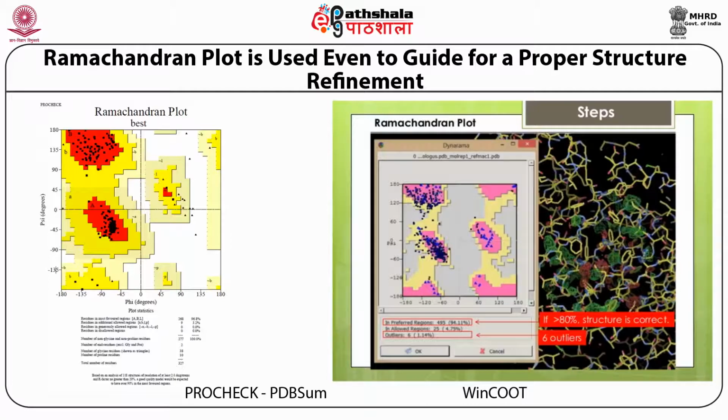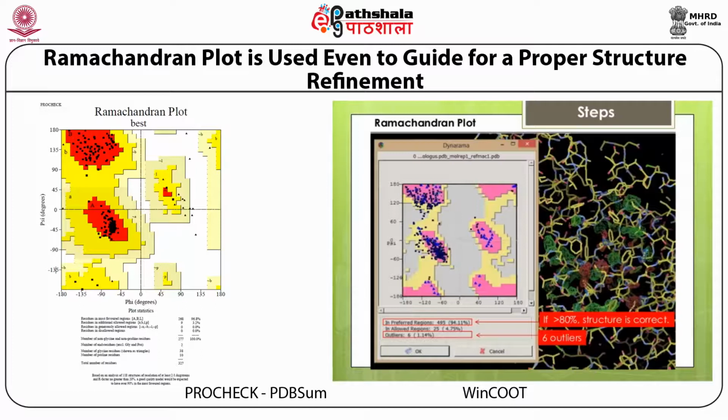Now you can see how many residues are well within the allowed region, and how many spots are in the disallowed region. That clearly explains it. And within this red shaded area, all the spots are crowded. That means the crystal structure is highly validated, a very good, highly refined structure. So that is the validation report using ProCheck.